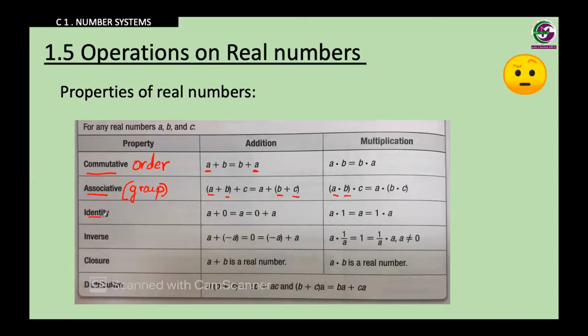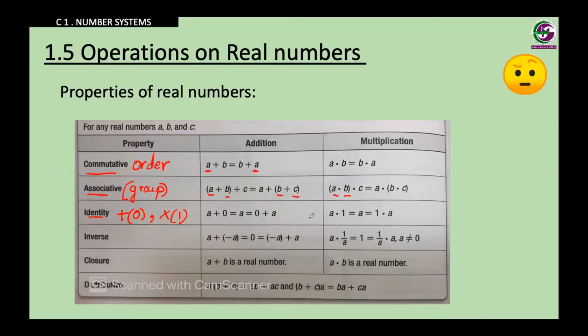Next is identity. For addition, we have the identity, which is 0, which means to any number, when you add 0, you will get the same answer. Whether it is at the end of the number or in the beginning of the number, you will get the same answer. So 0 is the identity for addition, and for multiplication, 1 is the identity. Because on the right side, A multiplied by 1 will give you A itself. Whether you multiply at the end or in the beginning, you will get the same answer.